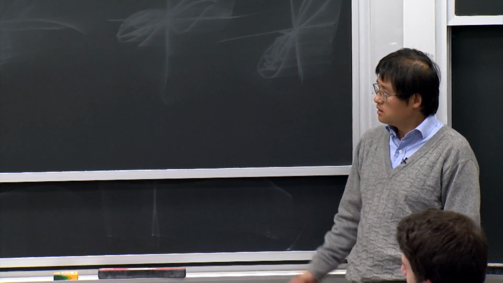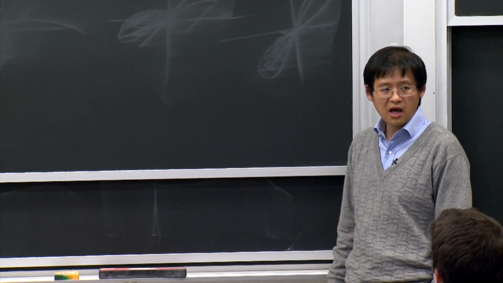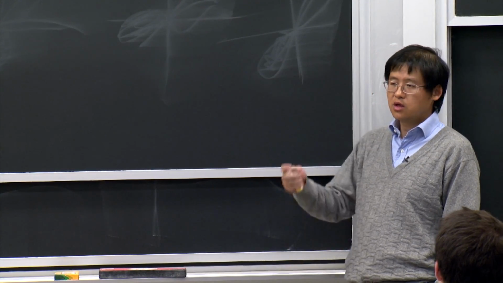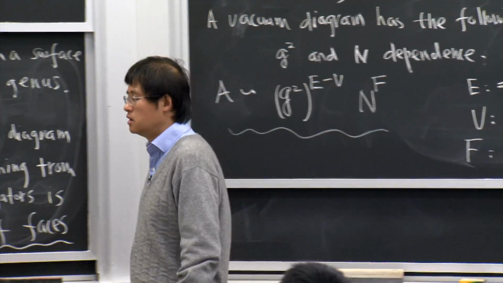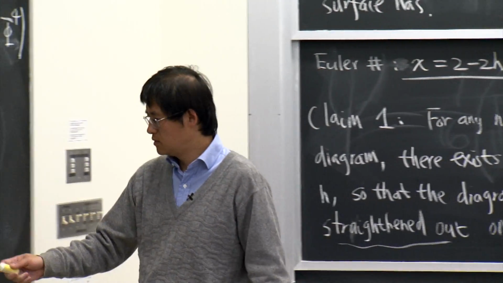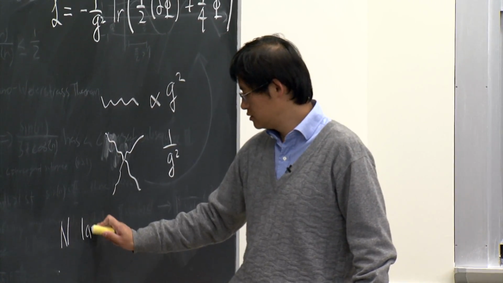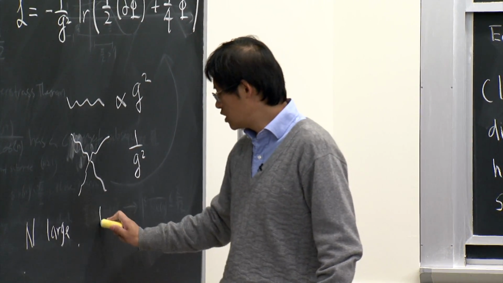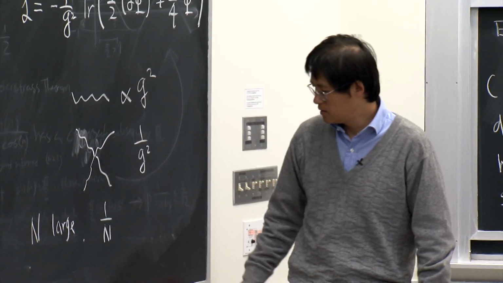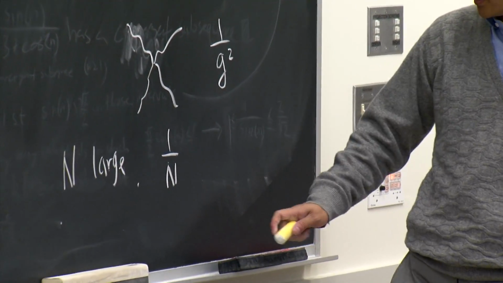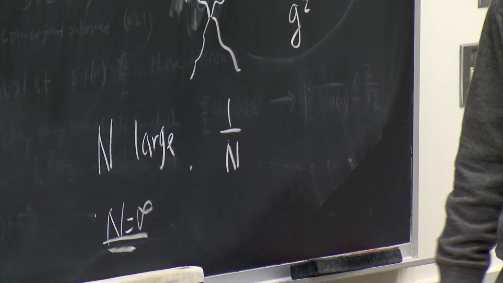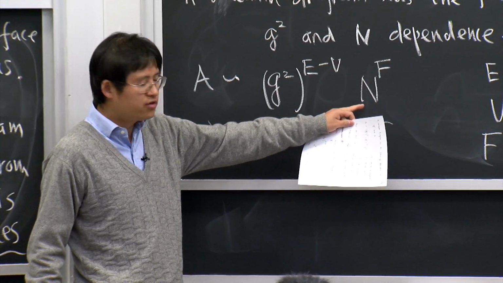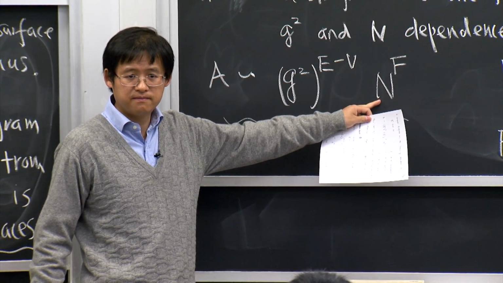Because this kind of expression does not have a sensible large n limit. Remember our original goal, the original goal of 't Hooft, is that you treat this n as a parameter, and then you want to take n to be large, and then you do an expansion in 1 over n. Doing an expansion in 1 over n means you are expanding around n equal to infinity. But if you look at this expression, n going to infinity is not a well-defined limit.